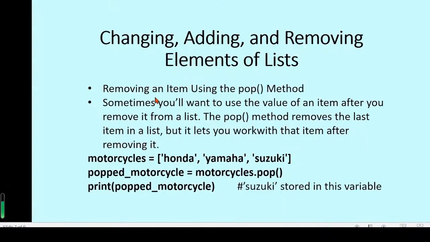You can use the pop method to remove an item. Sometimes you will want to use the value of an item after you have removed it from a list. The pop method removes the last item in a list, but it lets you work with that item after removing it. So this is a list with 3 motorcycles. We can use the pop method to remove the last one of this list, then put this removed item in this object, so we can print this object later.